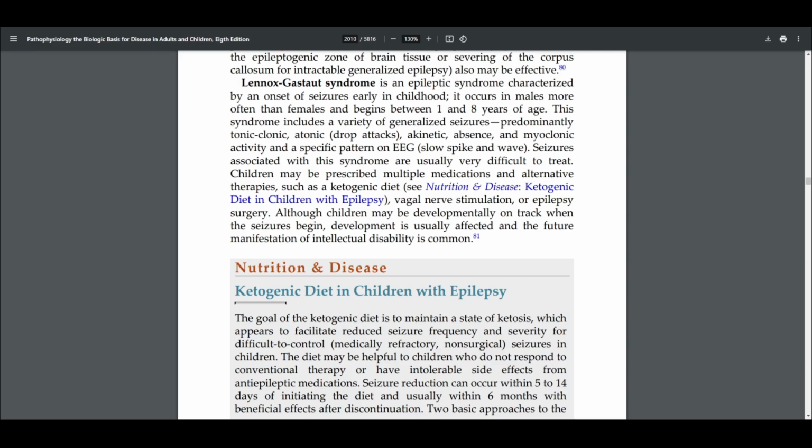It occurs in males more often than females and begins between the ages of 1 and 8. This syndrome includes a variety of generalized seizures, predominantly tonic-clonic, atonic, akinetic, absence, and myoclonic activity, and a specific pattern on EEGs. Seizures associated with the syndrome are usually very difficult to treat.